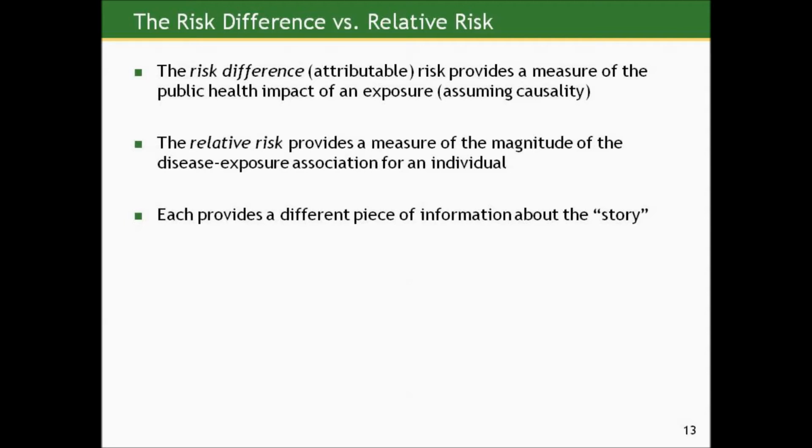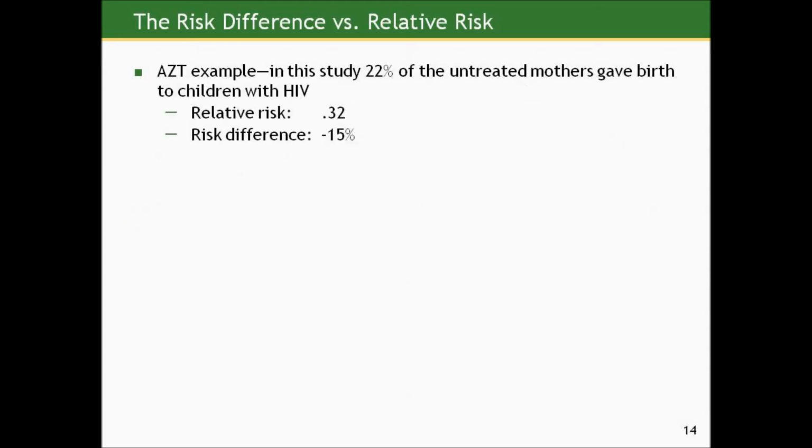The relative risk is more of a clinically useful number, and provides a measure of the magnitude of the disease exposure association for an individual. Each provides a different piece of information about the story, and frequently only one of the 2 is reported, the one that sounds sexier. But let me just give you some examples.